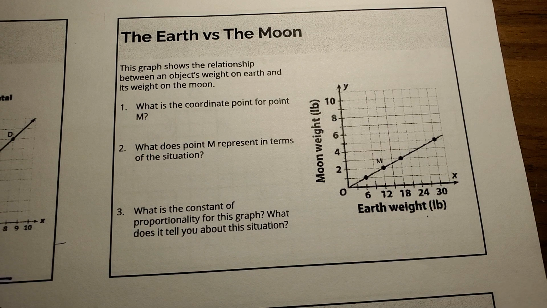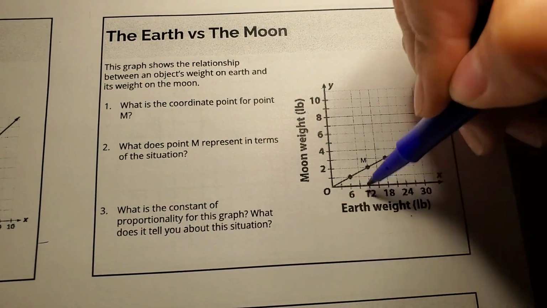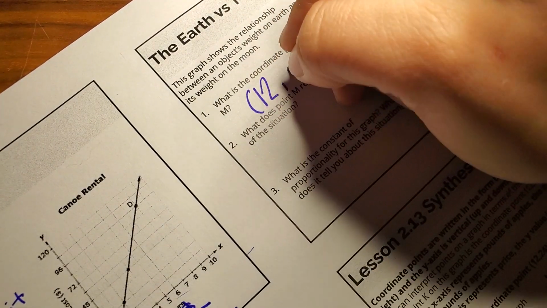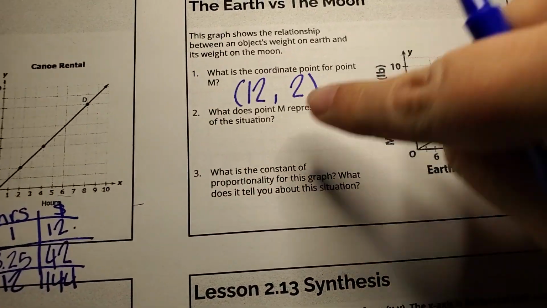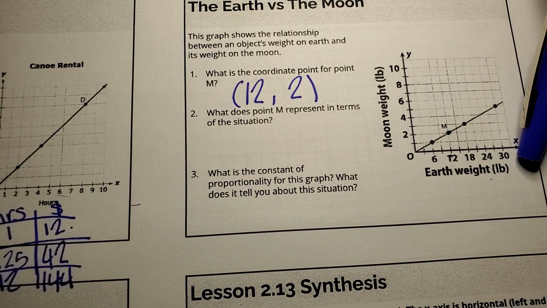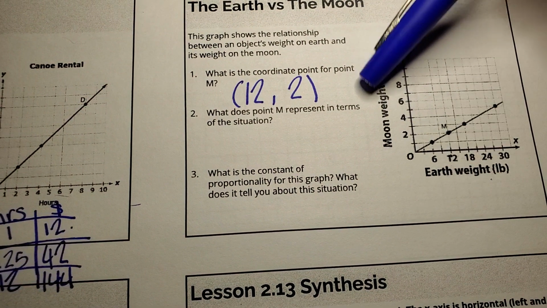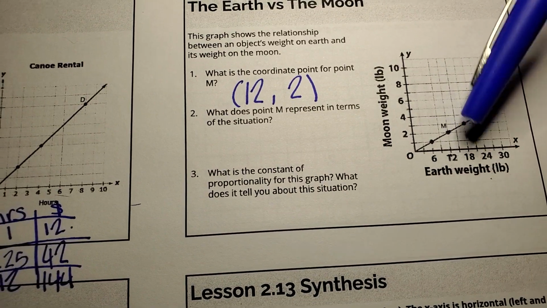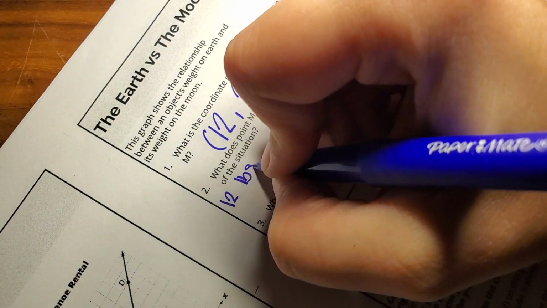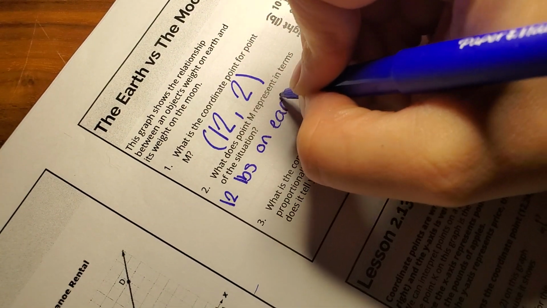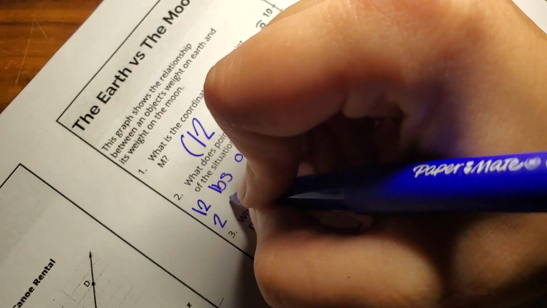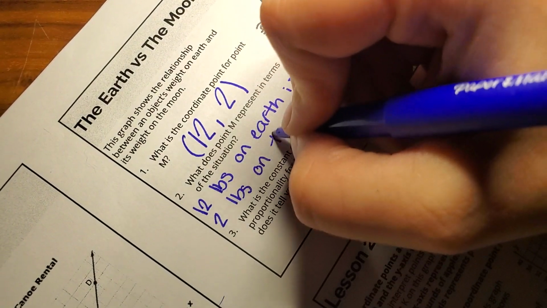All right, so our coordinate point, we went over 12 and up 2. So the coordinate point is 12, 2. In terms of the situation, 12 is our weight in pounds on Earth. 2 is going to be weight in pounds on Moon. So this means 12 pounds on Earth is equal to 2 pounds on the Moon.